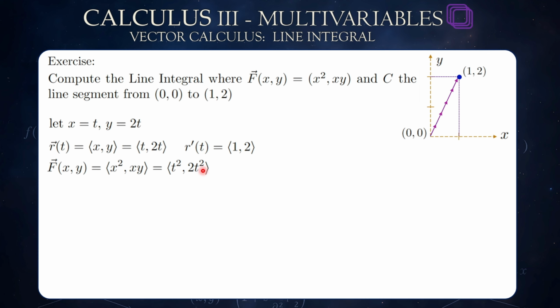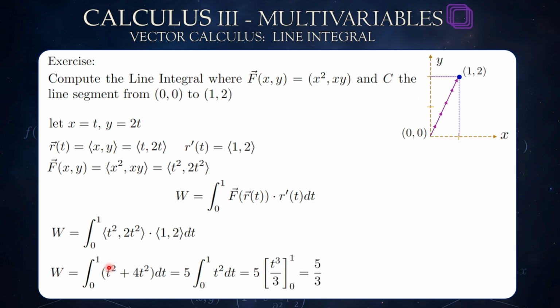That's f(r(t)). W is equal to the integral from 0 to 1 of f(r(t)), because the parameter is t, which was x. Okay, it is from 0 to 1 of f(r(t)) dot r prime of t dt, equal to the integral from 0 to 1 of (t squared, 2t squared) dot (1, 2), which is r prime of t, dt.